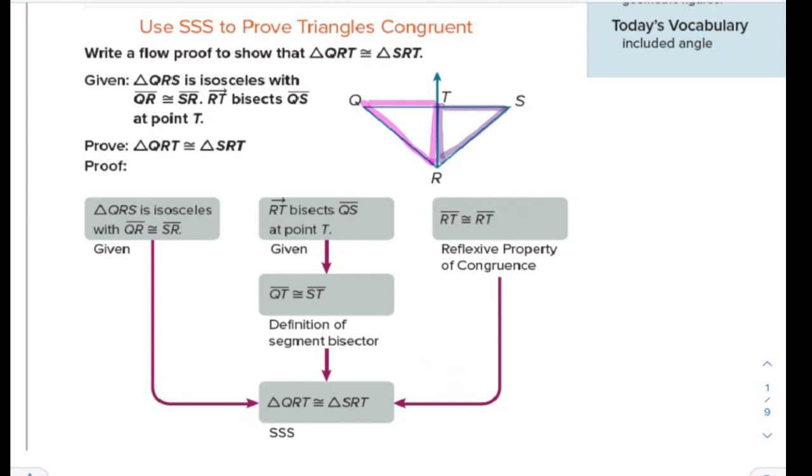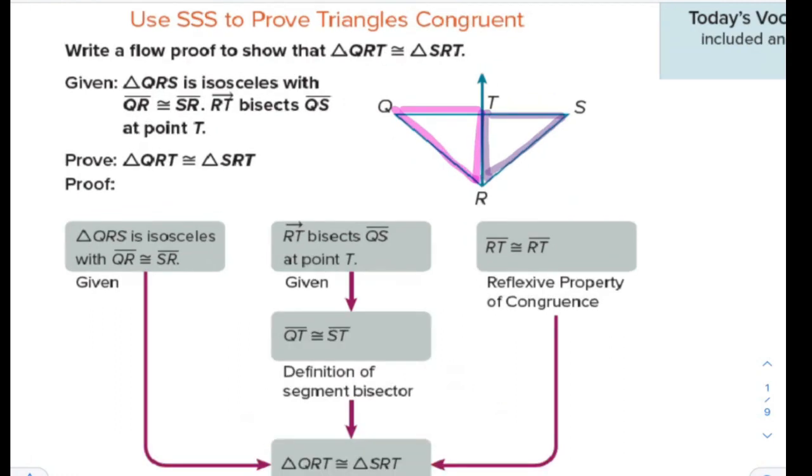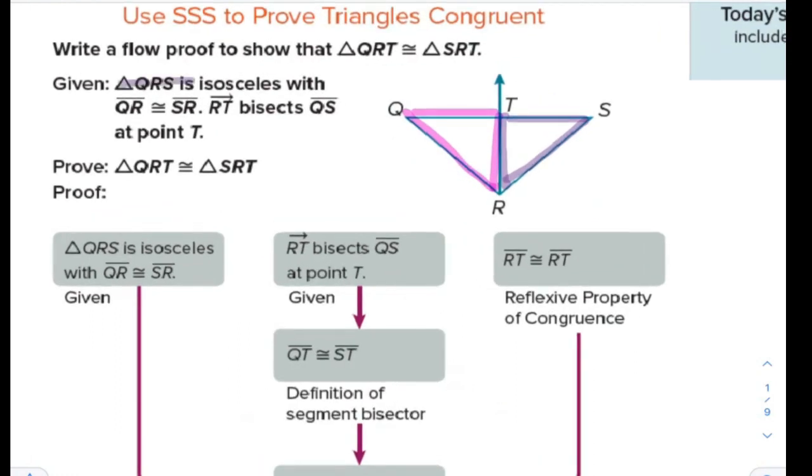So we try to find the given information that can help us. Let's read the given information. Read carefully. Triangle QRS is isosceles. Isosceles is the triangle that have 2 congruent sides, and he now specified what are the congruent sides that we have here. So let's put them on the sketch so that we understand. So he said QR is congruent to SR, and this is given.